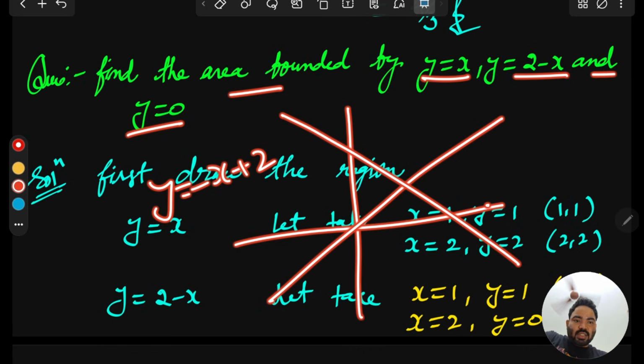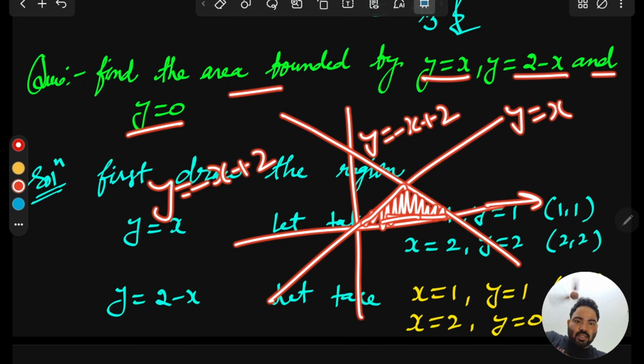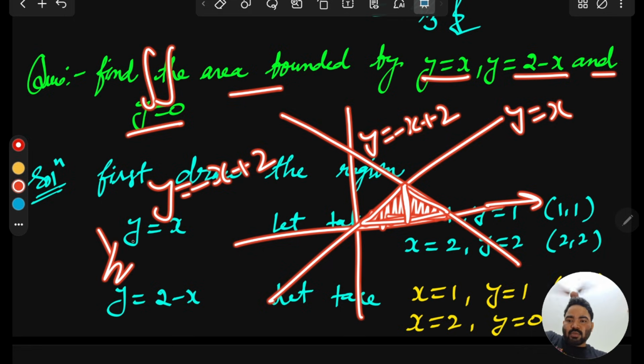Now y equal to 0 means this common area is remaining, with the equation y equal to x on one side and the equation y equal to minus x plus 2 on the other. This is the region whose area you have to evaluate. But if the question particularly asks to find it by the double integral, then you go with the double integral. Otherwise, you can notice this is a triangle, and you know the area of the triangle is 1 by 2 base into height.